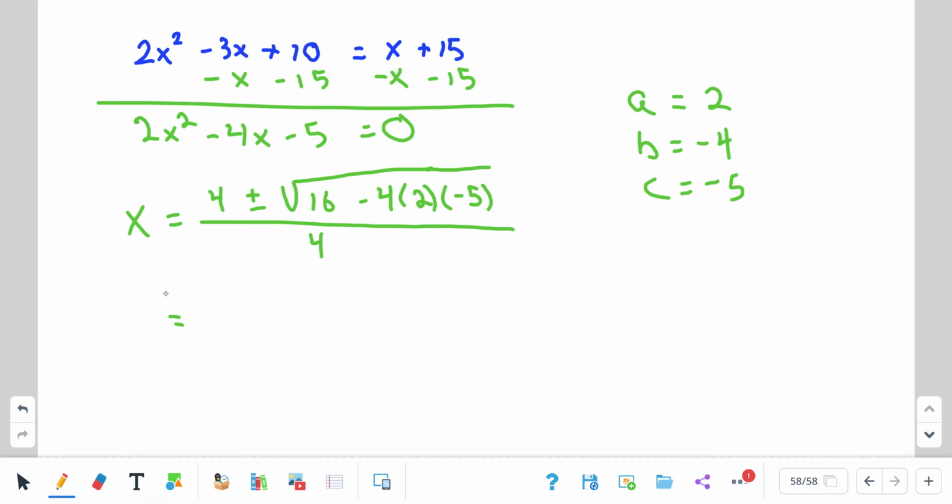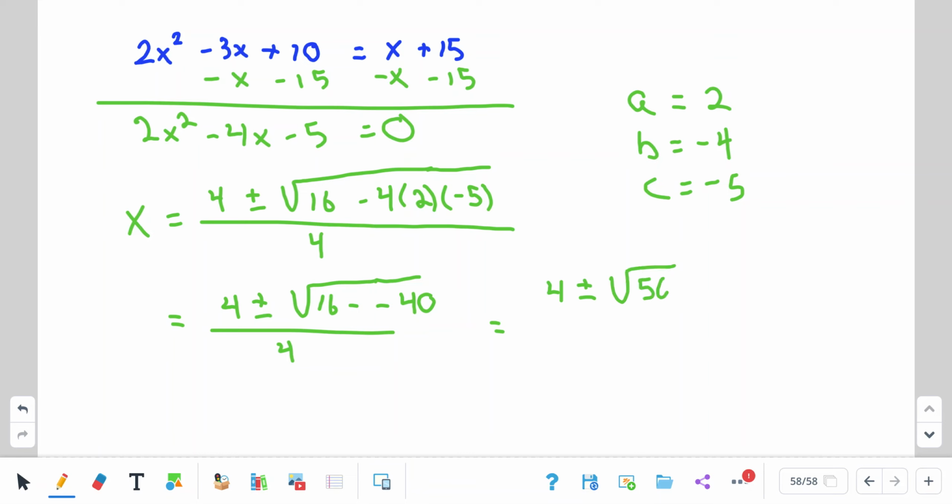Okay. Let's see what we can do with this. I'll just write the rest of the stuff here. And what is this 16 minus, looks like 16 minus negative 40. Okay. And so that would be 4 plus or minus the square root of 56 over 4.